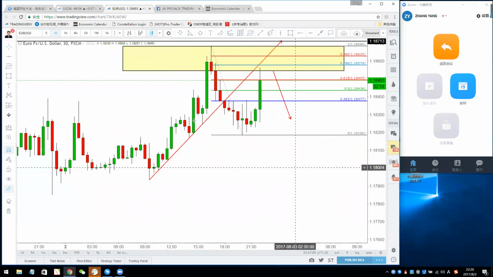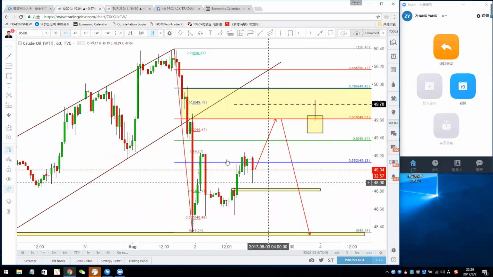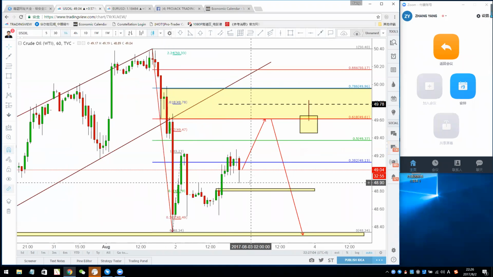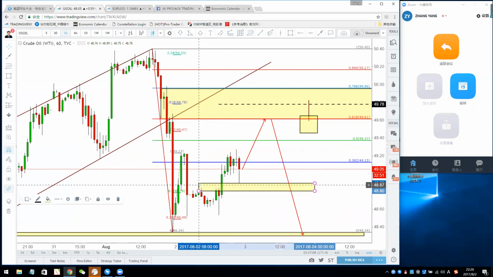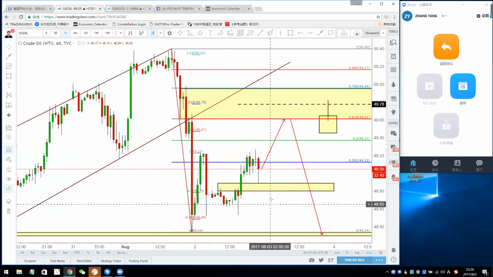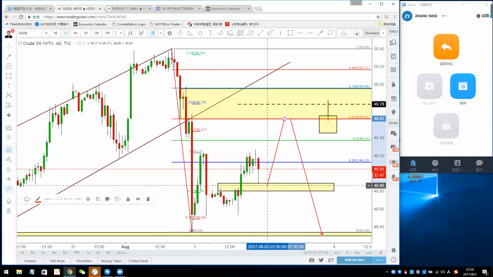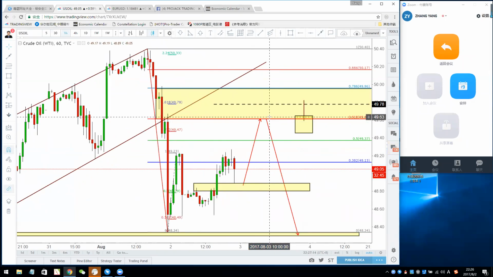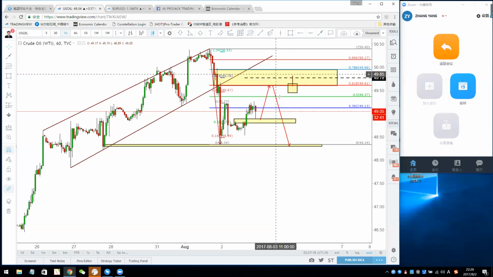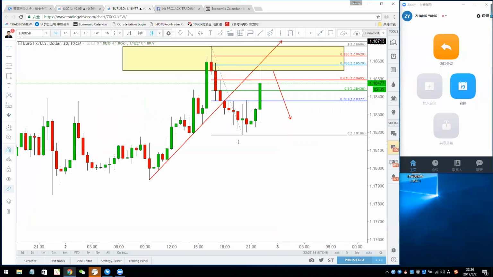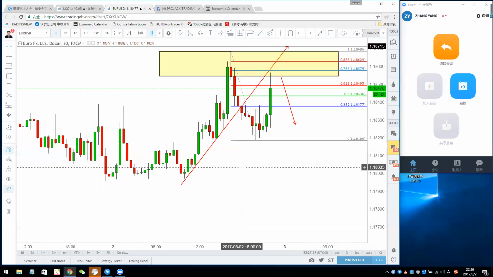Okay, oil goes down a little bit and touches the previous neckline around this area. So later on just watch, will it just bounce from here or will it go up first and drop? So this is our plan, just watch for these two zones to consider trading opportunities, okay?